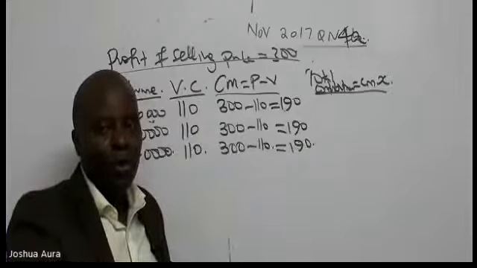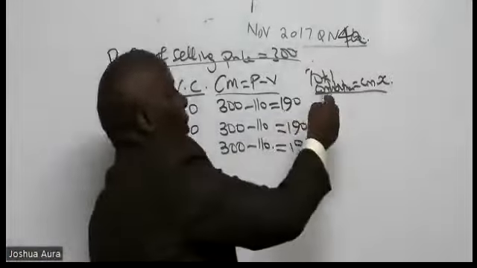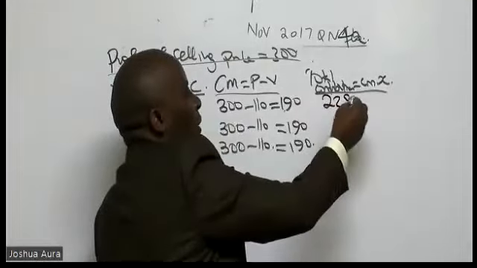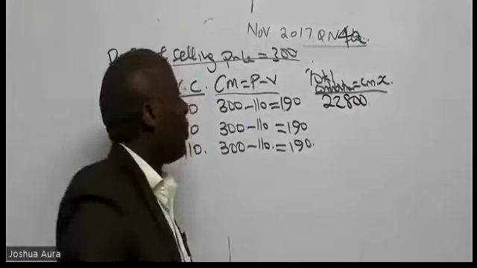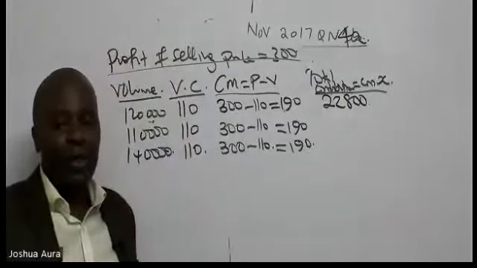So total contribution is contribution per unit times number of units. So could you kindly give me this figure? Odinga gives me 22,800 here. So are your figures, Odinga, in terms of thousands? Or you simply took everything? No, it can't be everything.